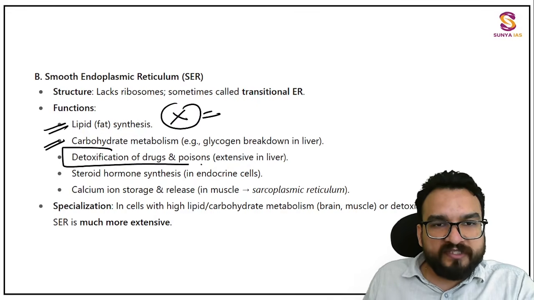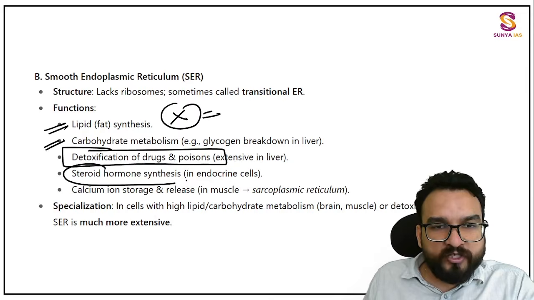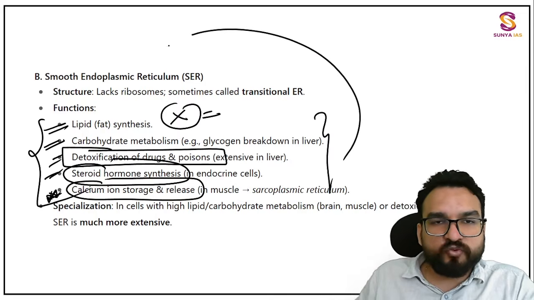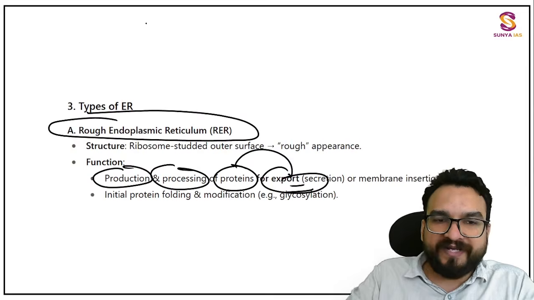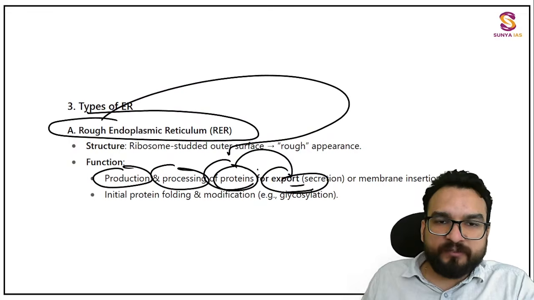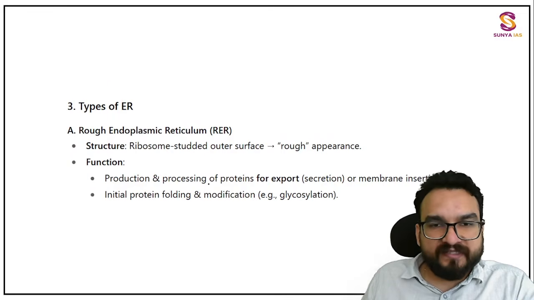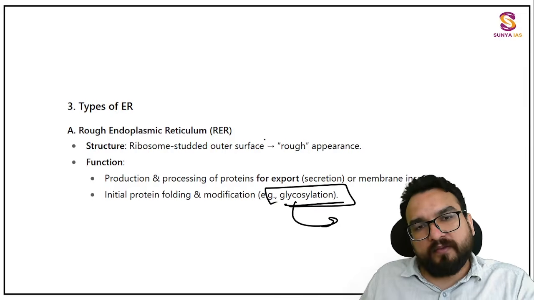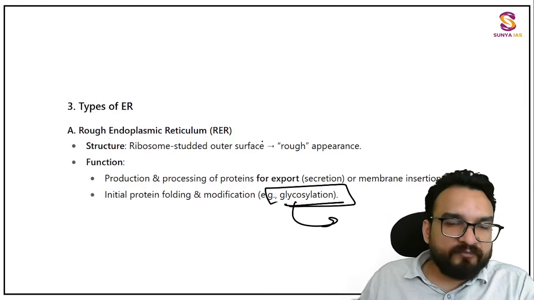Also one more function like detoxification of drugs, steroid hormone synthesis, calcium ion storage. Over here again, use of calcium. So these functions you are seeing of smooth endoplasmic reticulum, whereas rough is engaged in protein synthesis. I hope you are understanding this. What is glycosylation? I'll be telling you later on, at the right time you will be seeing this.